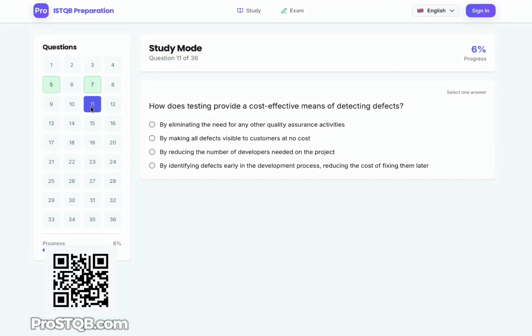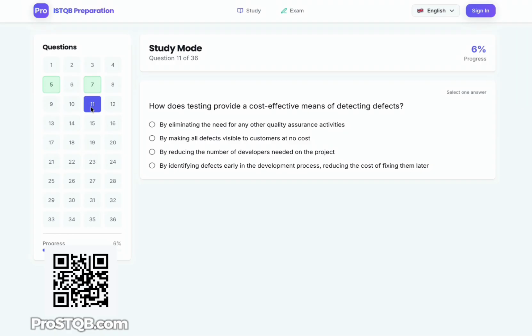It doesn't replace it. Option B. Making defects visible to customers. That's the opposite of what we want. We want testers to find defects before customers do. Easy elimination. Option C. Reducing the number of developers. Testing doesn't reduce staffing needs. It helps to improve product quality. So, this is wrong direction for us.